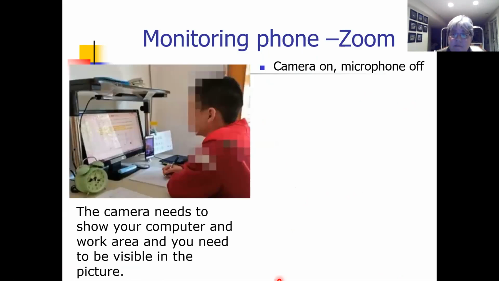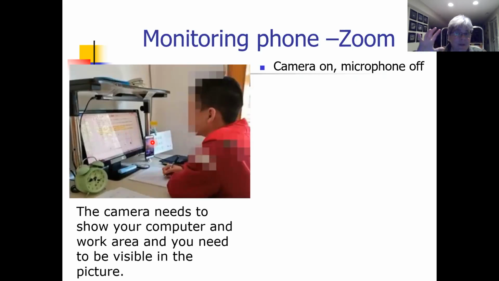For the monitoring phone, you're going to connect your phone to Zoom. The camera needs to be on, the microphone off. This is what your phone needs to be showing me. A lot of you were showing me your face or just the area right here where your pen is. I need to see your computer screen and this area, and then a little bit of you.